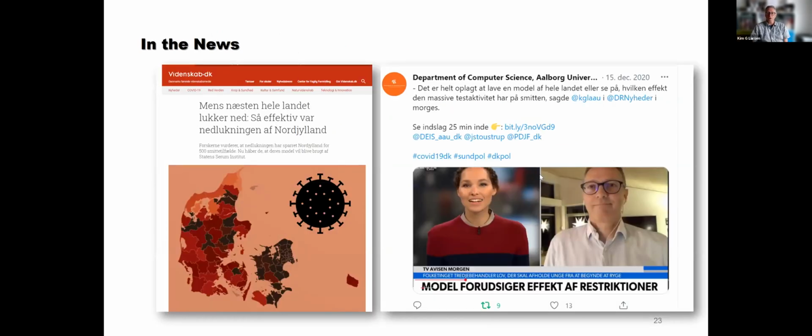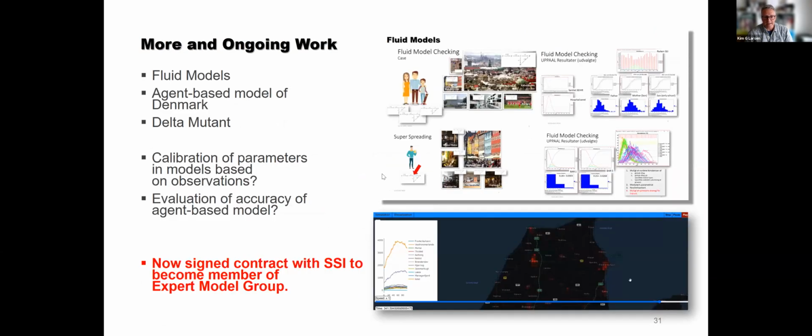So I think this caught a lot of attention. It was in the news very early on, on the 15th of December, and made it to a science magazine in Denmark. And let me skip all this other part here and just say that it has this amazing effect that the Serum Institute of the state in Denmark is actually using these agent-based models.